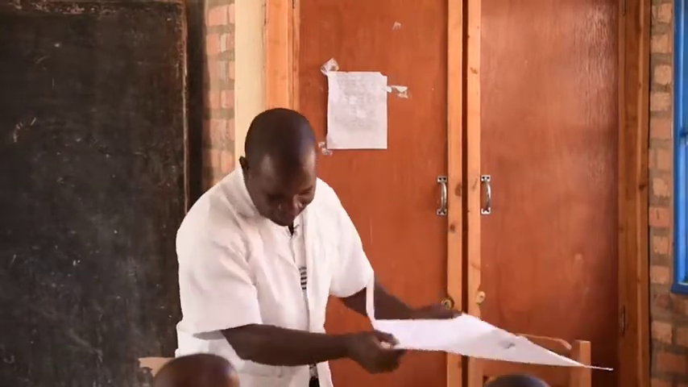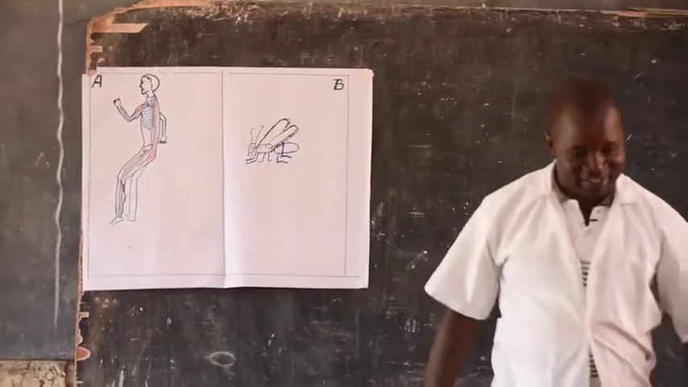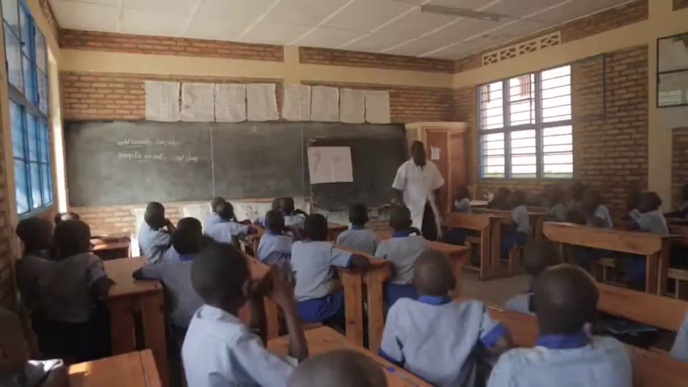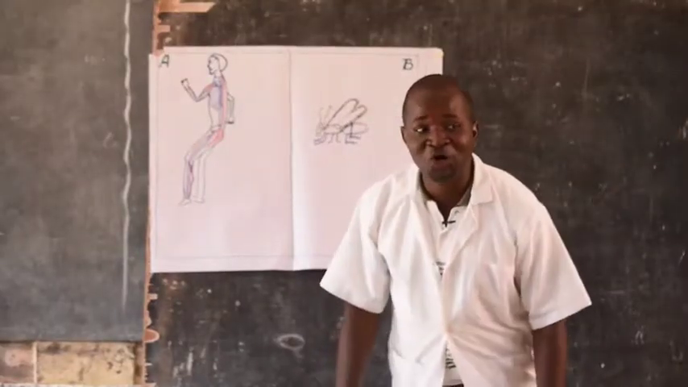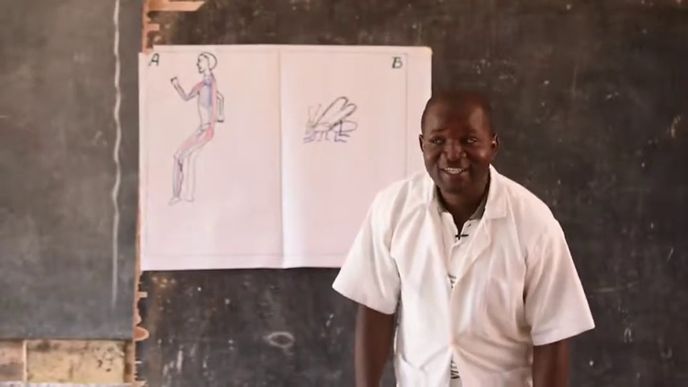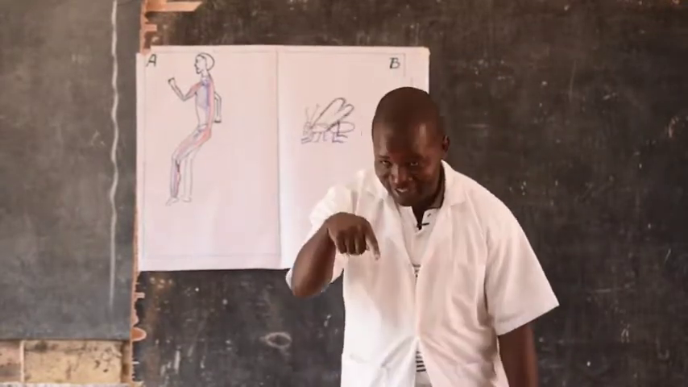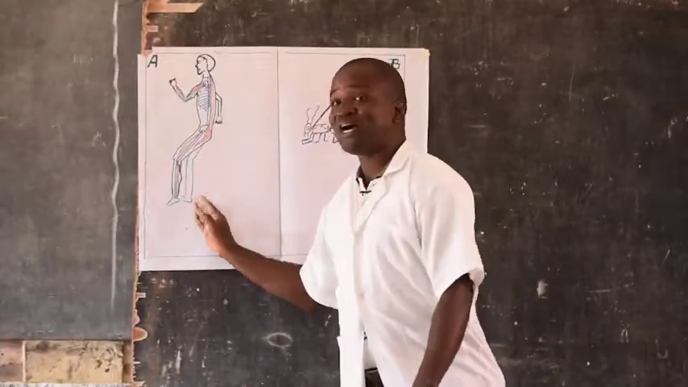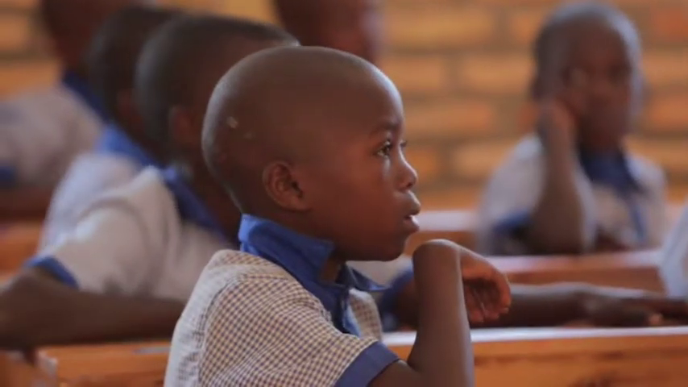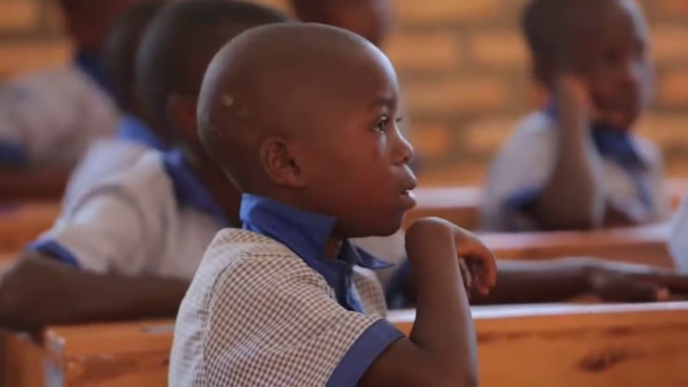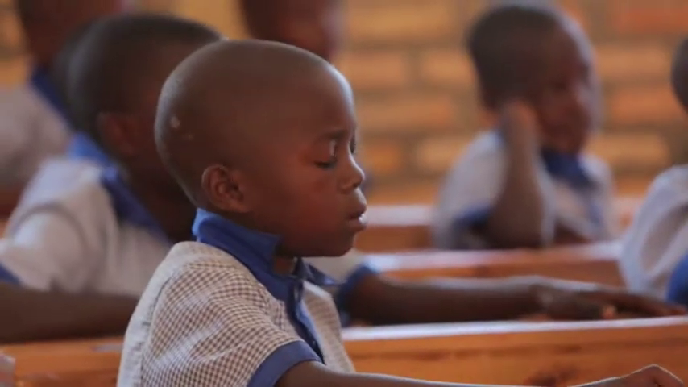Okay, I have another thing that I want you to observe, please. Observe the chart there. This is an animal. True or false? True. A person, a human being, is an animal. Are we together? Yes. This is an animal. True or false? True. Good.